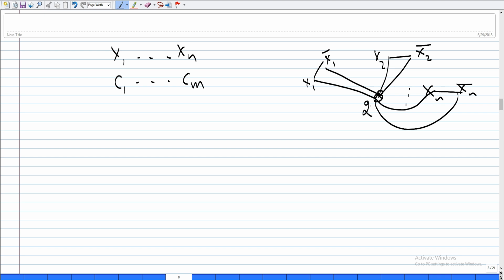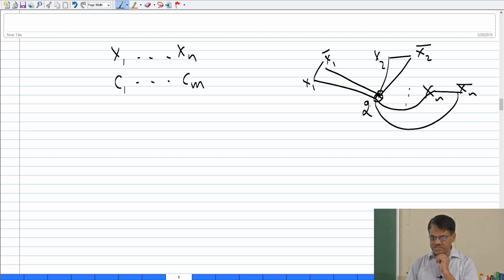So that is ensured here. I don't want both Xi and Xi bar to get the same color, because then I will have a problem getting a satisfying assignment. That is the minimal sanity check we are trying to do in this gadget: every variable and its negation will get different colors, in particular 0 or 1. So this is my construction just for the variables.